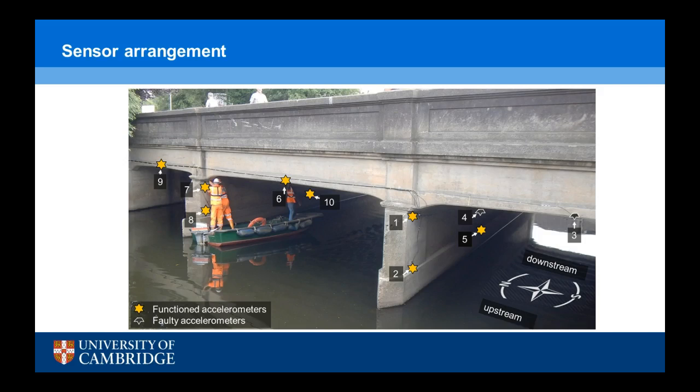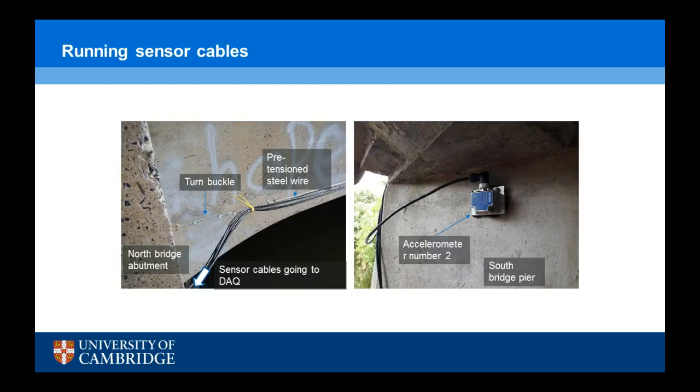These are the sensor locations that we used. We used 7 sensors in one vertical plane along the edge of the bridge, and 3 other sensors along the midsection of the piers. Unfortunately, 2 sensors didn't work, probably because of sensor cable failures.